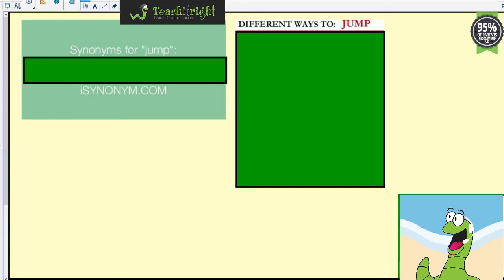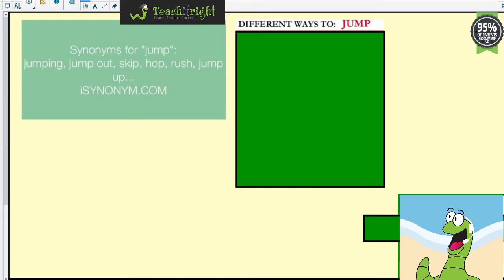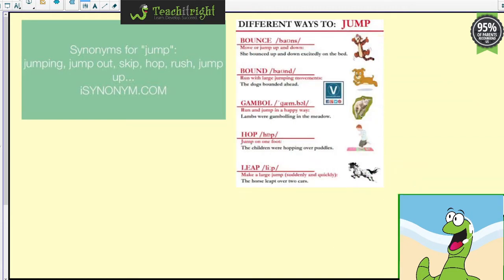Again, similarly, some words for jump. There's not quite as many for this one as there was for slow, but if you want to pause it for a minute and have a go, please do so. Otherwise, we're going to go through them now. So some great synonyms for jump: jumping, jump out, skip, hop, rush up, or to jump up. Another great way to differentiate it, you could have bounce, bound, gambol. Love that. Often describes lambs gambolling, dogs bounding. There's Tigger bouncing. To leap.